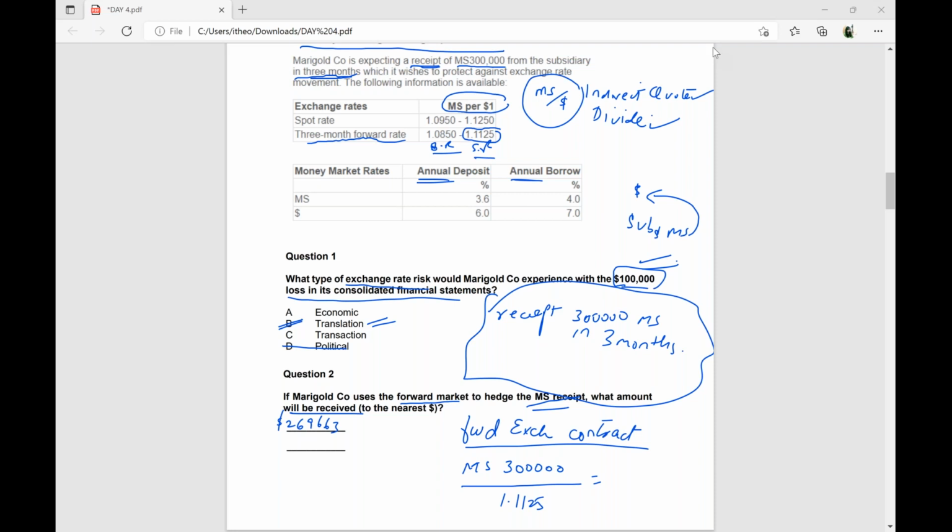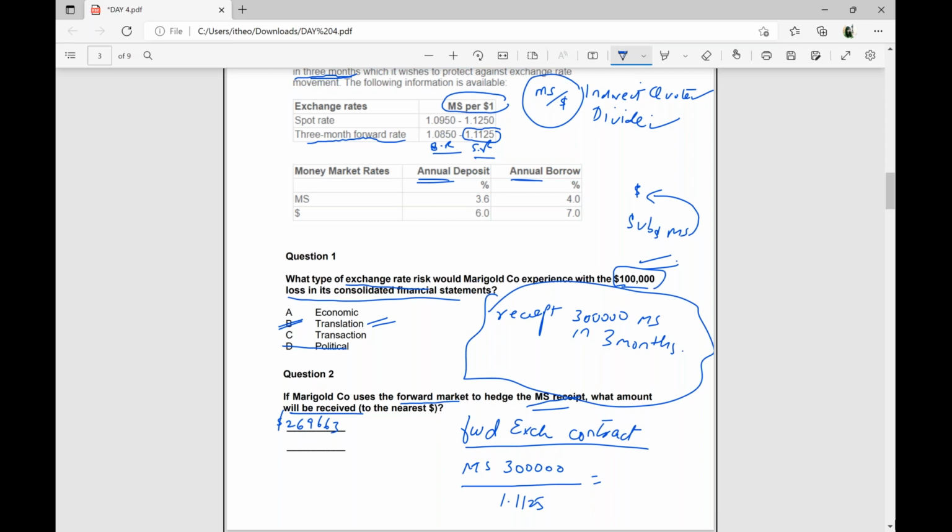So we have done two MCQs. The first MCQ is what exchange rate risk would it face on 100,000 loss of financial statement? That's obviously a translation risk. And second, it's forward exchange contract. So we use the forward exchange contract hedging.